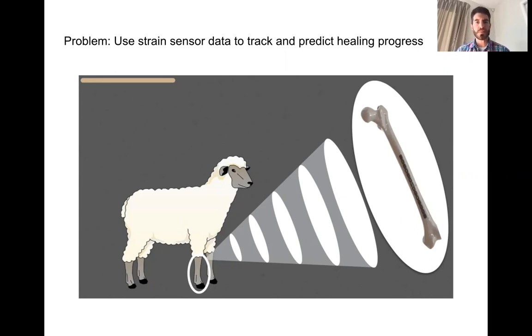From previous studies, we know that at the beginning, the amount of strain when a load is placed on the bone is going to be very high on the fixation device. And as the bone fuses together, it takes more of the load. And so the strain on the fixation device as the bone heals goes down.